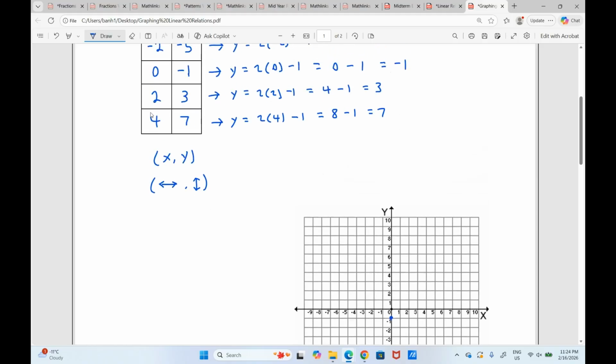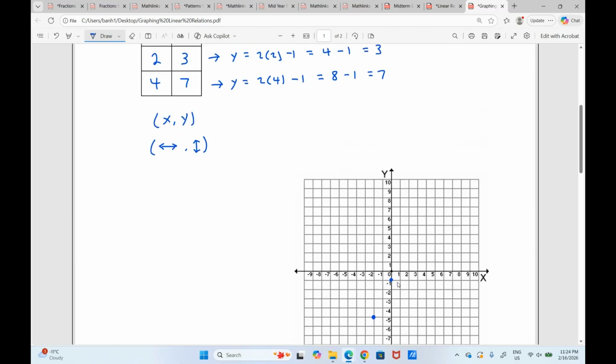Okay, the next one would be 2, 3. So because 2 is positive, I go across by 2, and 3 is positive, so I go up by 3. So my next point is here. Now my last point, 4, 7, since they're both positive, I go 4 towards the right and then 7 up. So my next point is here.